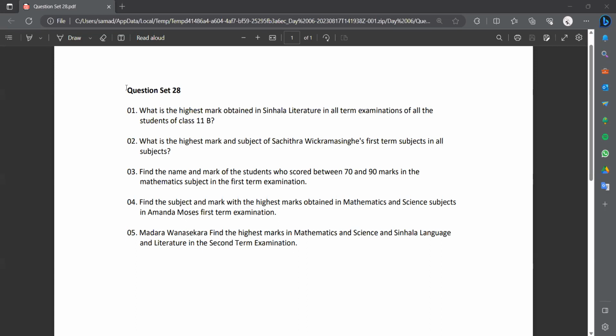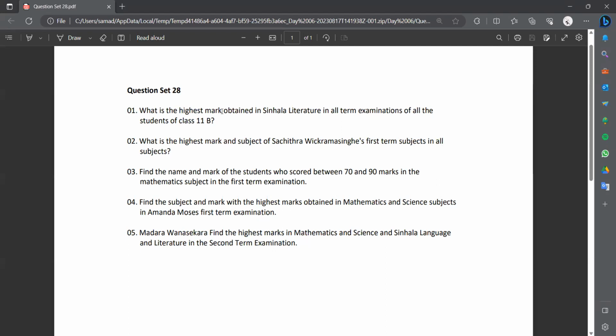Okay, and now we're going to do the 28 question set. In that question set, the first one is: what is the highest mark obtained in Sinhala literature in all term examinations of all the students of class 11B? They ask to find the highest mark from Sinhala literature for all term examinations and all students.